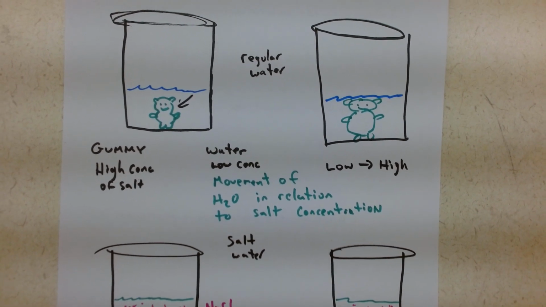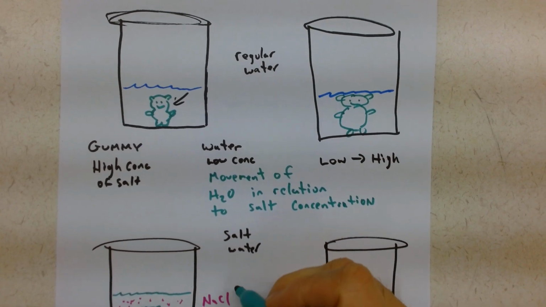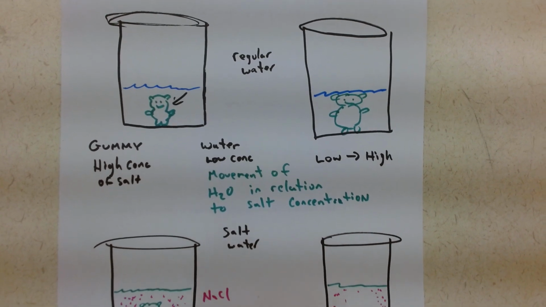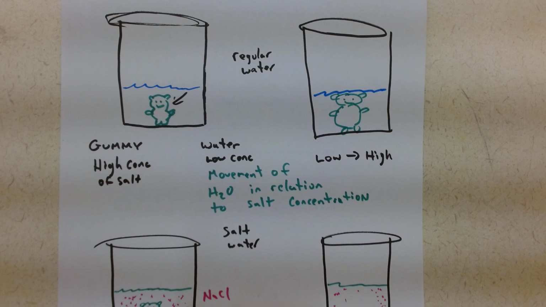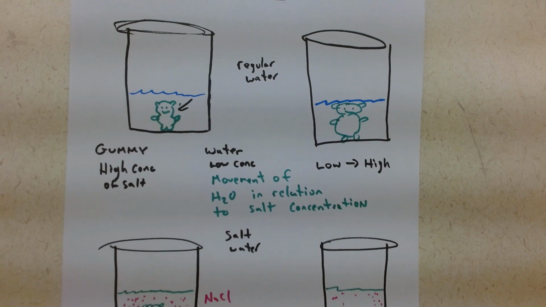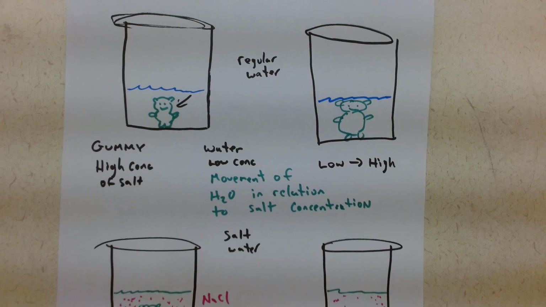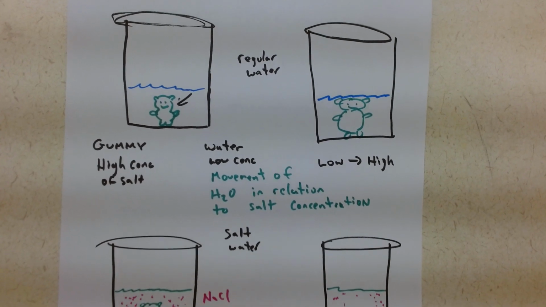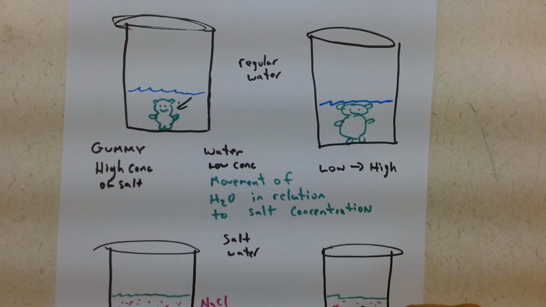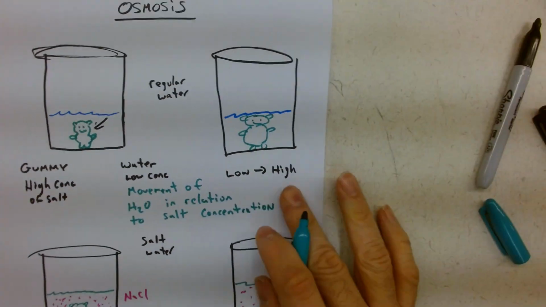Now, when we compare that to the gummy in the salt water, in this case, the gummy had low concentration of salt compared to the salt water itself. The salt concentration in the liquid, in the water, was higher than it was inside of the gummy. So there was not too much water. There was a little bit of water moving into the gummy, but not that much, because there is so much higher concentration of salt inside of the gummy. So we did see a slight increase in the overall size of the gummy, but not significantly.